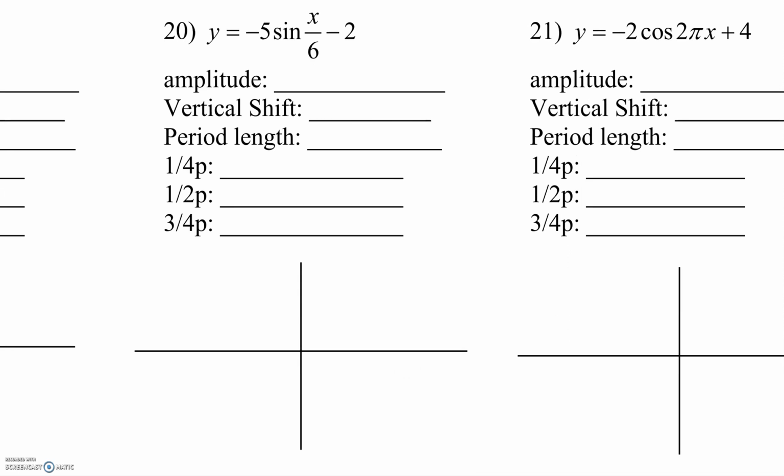Well, I think we can figure out a couple things. Like the amplitude, I believe, is a 5, right? That seems to make sense. And the vertical, again, we're taking the sine of x over 6, right? The vertical shift is down 2.